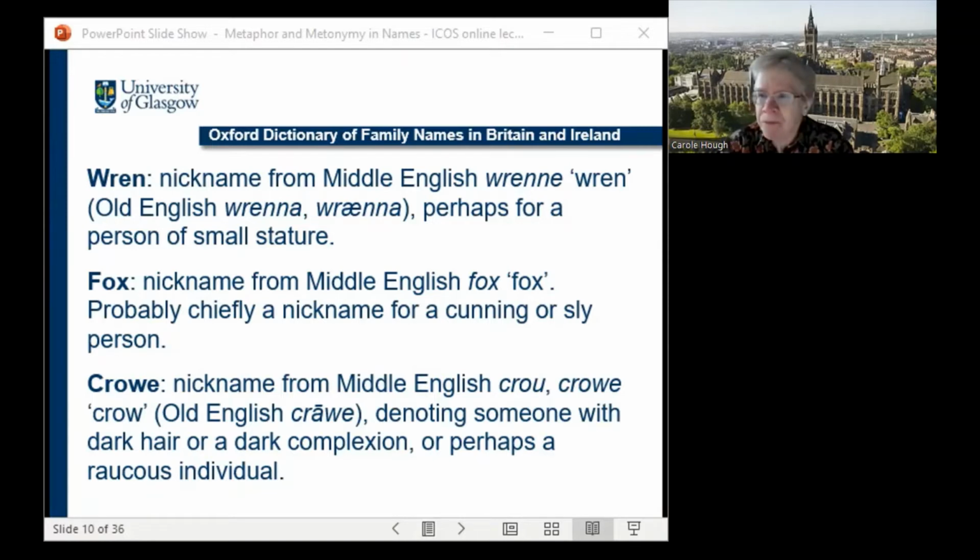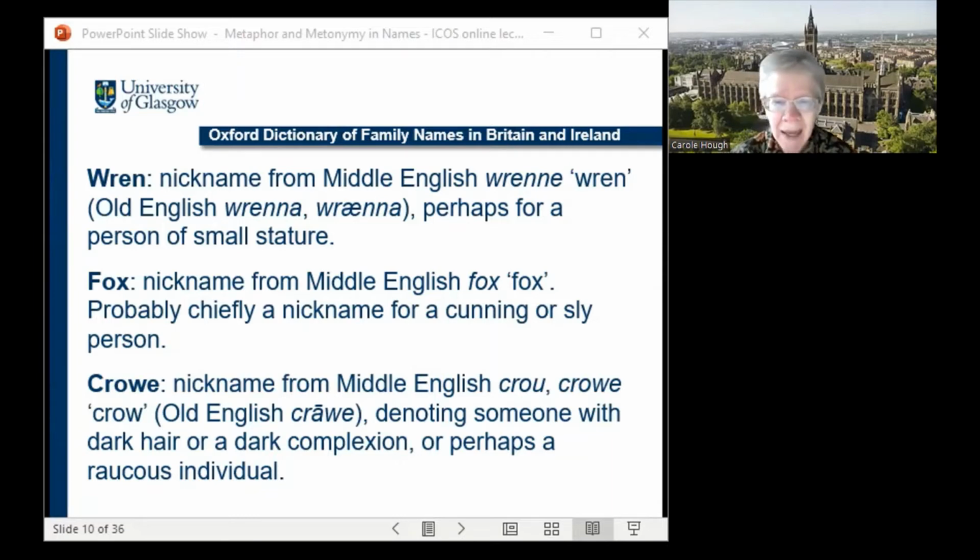Non-literal uses of terms then. Three examples are on the slide. We begin with wren, where a physical property of the bird, its small size, is mapped on to the surname bearer. Then with fox, a perceived behavioural quality, not an actual behavioural quality, but one traditionally associated with foxes, slyness, is similarly mapped on to the surname bearer.